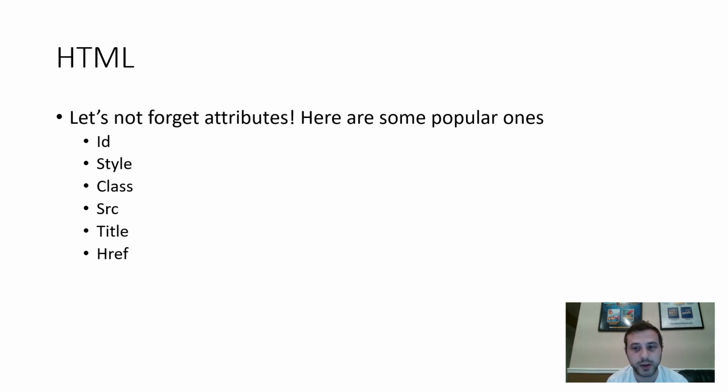Then there's a title attribute, which is used to provide more information about the element, and it's shown as a tooltip when you hover your mouse over it. So if you use the title attribute and you say title equals, I don't know, hello world, whenever a user hovers over that element for a few seconds, it'll actually pop up a little tooltip that says hello world.